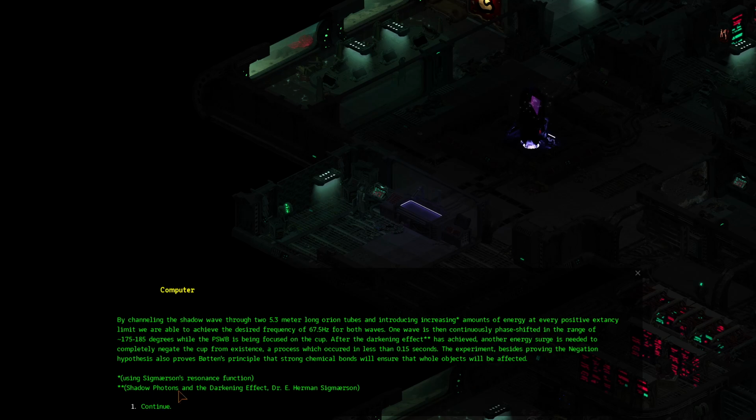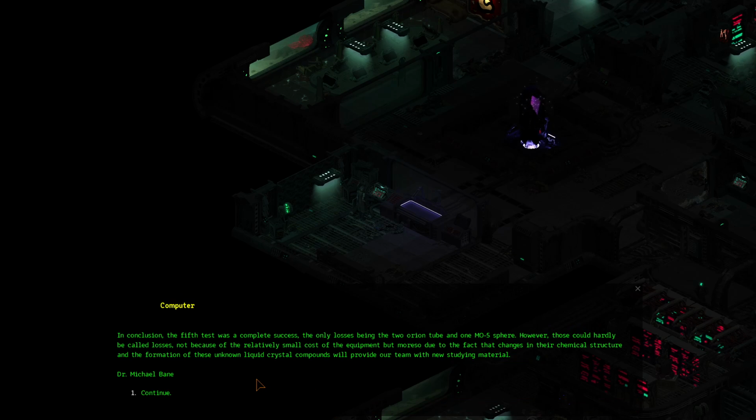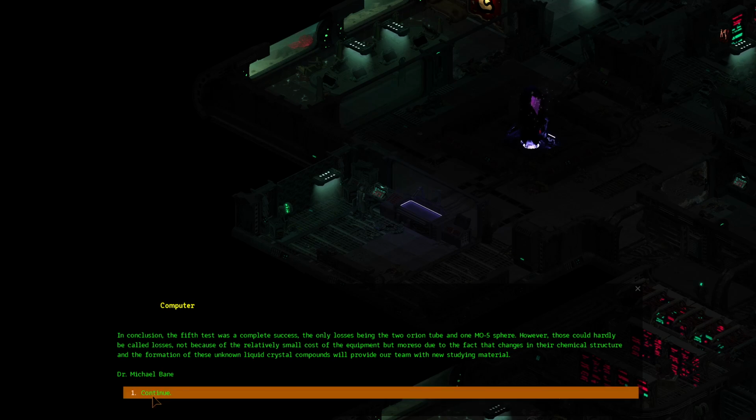shadow photons, and the darkening effect, Dr. E. Hermann Sigmarsson. In conclusion, the fifth test was a complete success, the only losses being the two Orion tubes and one MO5 sphere. However, these could hardly be called losses, not because of the relatively small cost of the equipment, but more so due to the fact that changes in their chemical structure and the formation of these unknown liquid crystal compounds will provide our team with new studying material. Dr. Michael Bain.